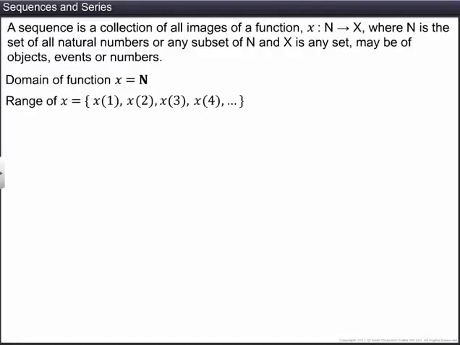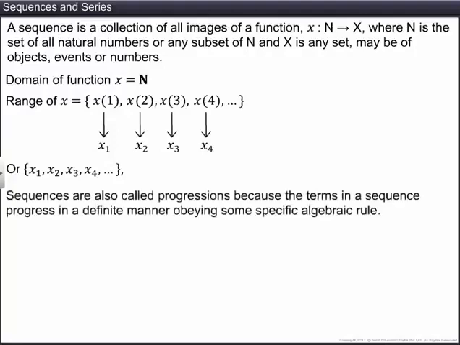The notational representation of the image of 1 under x is denoted by x with subscript 1. Similarly, the image of 2 under x in notational form is written as x with subscript 2. And likewise, we denote the sequence as shown, where the subscripts denote the position of the terms in a sequence. Sequences are also called progressions because the terms in a sequence progress in a definite manner, obeying some specific algebraic rule.